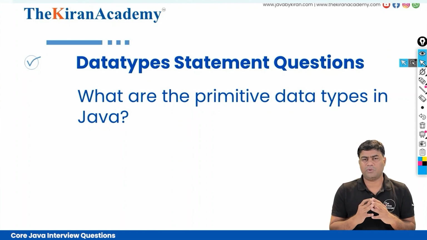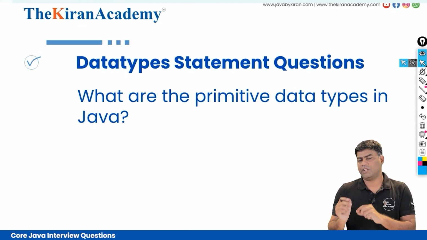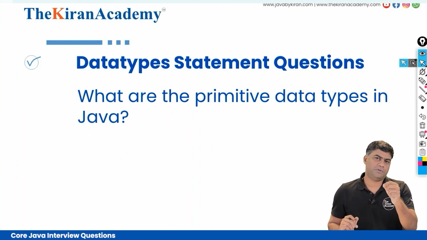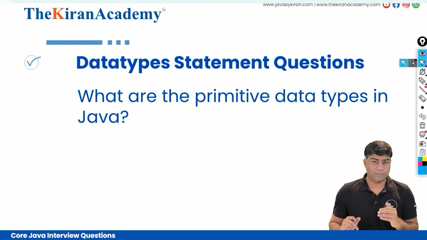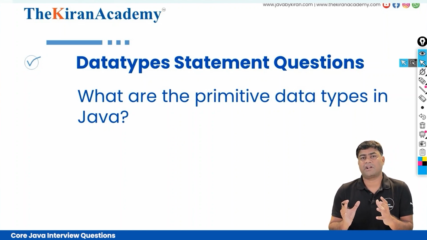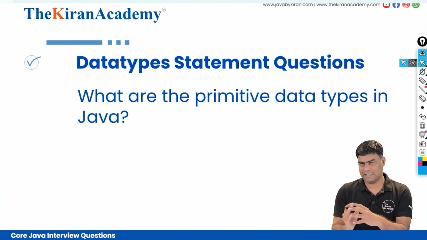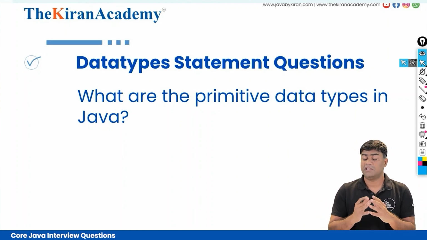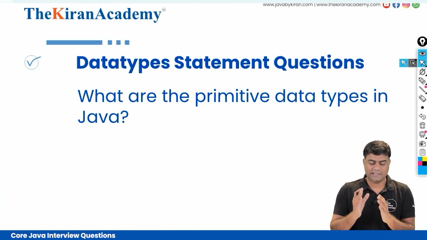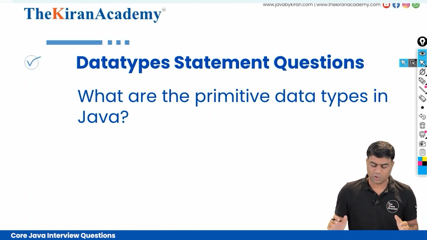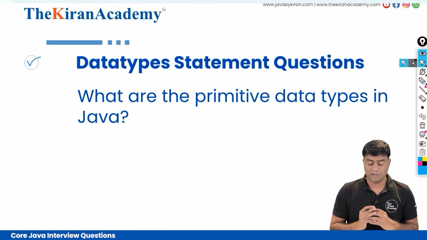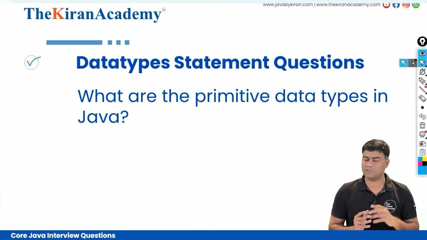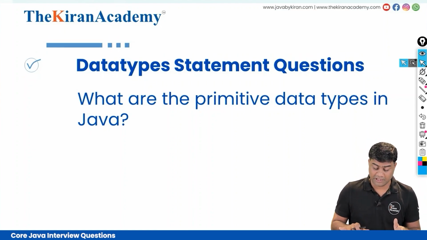You should also know the default values for each data type I just mentioned. You should also know the memory allocation required for these data types. For example, char will have 2 bytes, byte has 1, int has 4; you should know it in detail. So this question was just about what the primitive types in Java are. I told you 8. Coming to the next question.